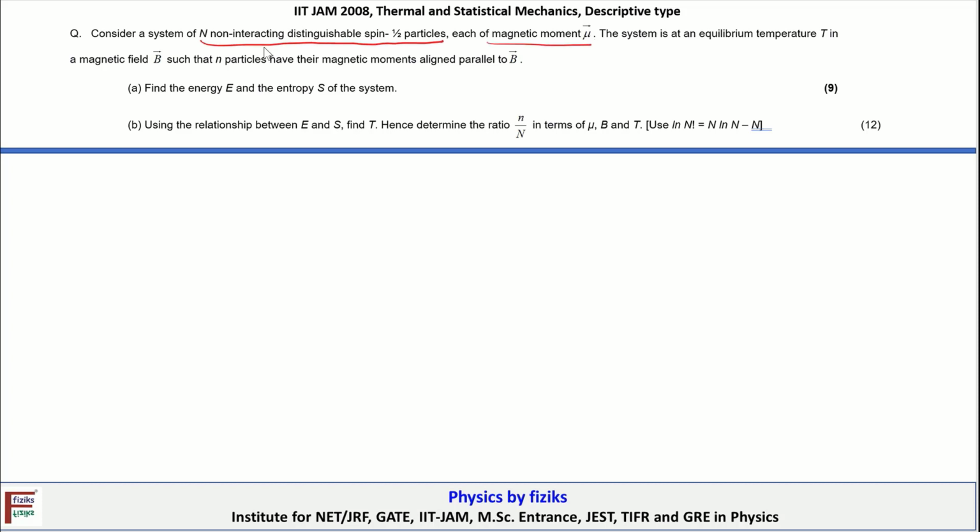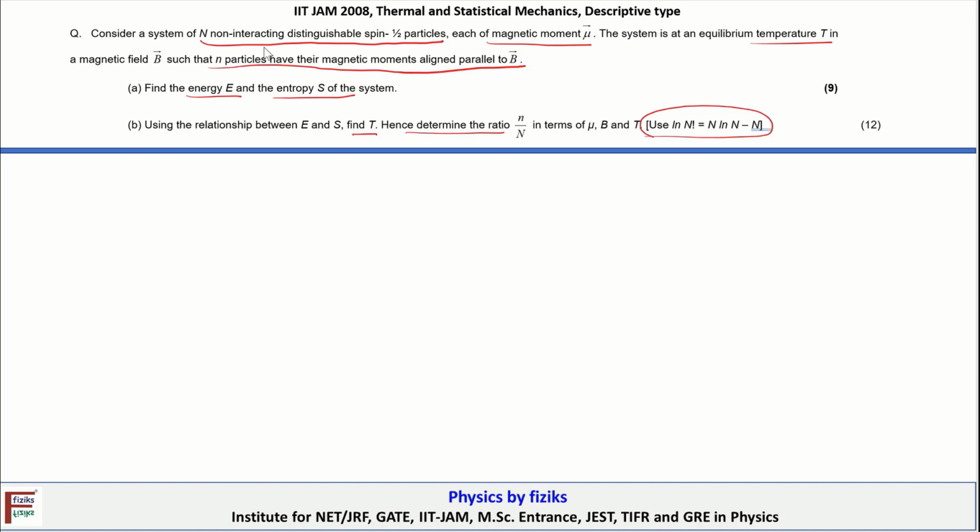The system is at an equilibrium temperature T in a magnetic field B, such that n particles have their magnetic moments aligned parallel to the magnetic field. What we are supposed to find is the energy E and entropy S of the system. Using the relationship between E and S, find T, hence determine the ratio n by N in terms of mu, B and T. We also have to make use of the Stirling approximation here. This problem can be solved in a very simple manner.